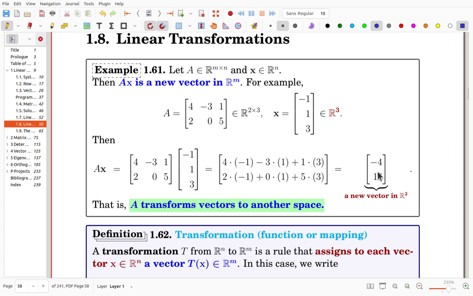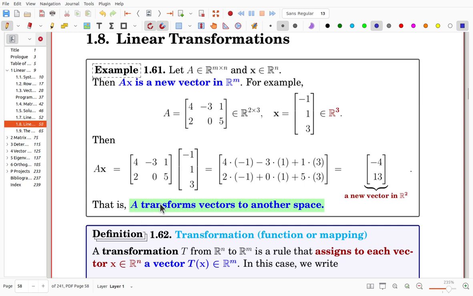Here the main thing is that a vector in R3 is transformed into a new vector in R2. That means A transforms vectors to another space.